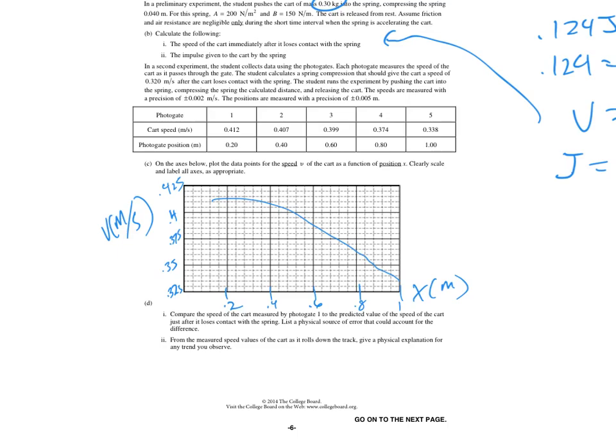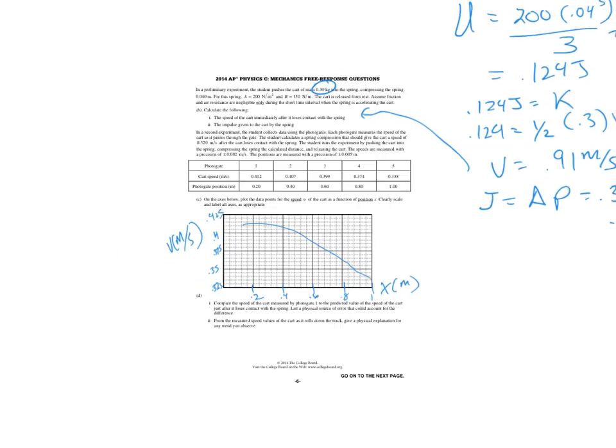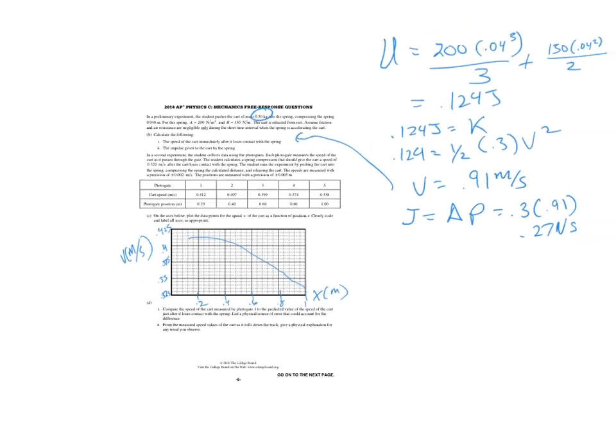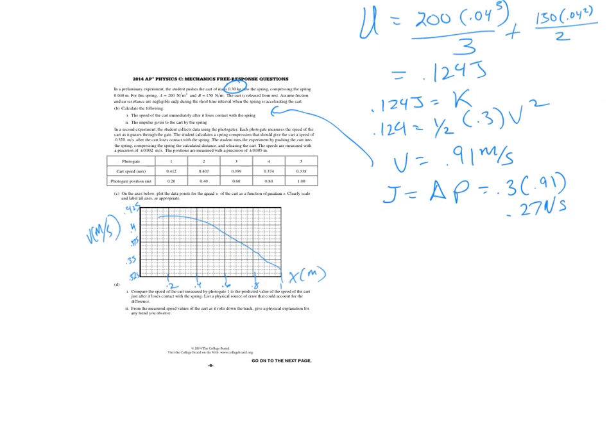And so part D, compare the speed of the cart measured by photo gate 1 to the predicted value of the cart just after it loses contact with the spring. List a physical source of error that could account for the difference. So basically, we have a predicted value for speed. So our predicted value for speed should be 0.91. Oh, I'm sorry, this is a different one. The kid this time figures out it's 0.32. All right. Notice that the cart is going way faster than 0.32.